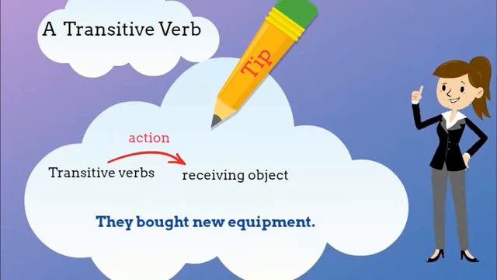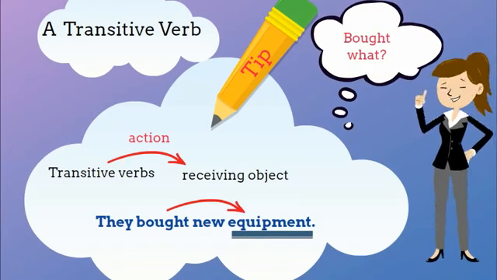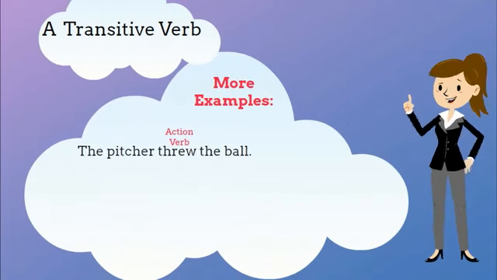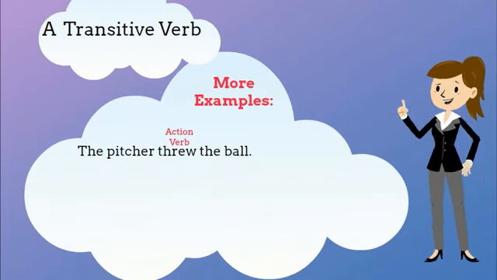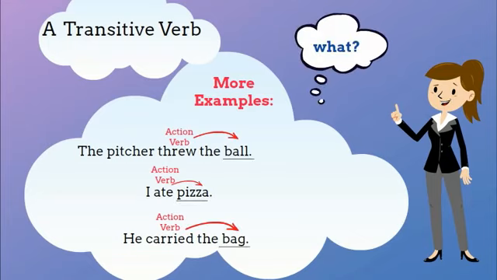For example, they bought new equipment. Bought what? The answer is equipment. Here's some more examples of transitive verbs. The pitcher threw the ball. Or, I ate pizza. He carried the bag. Each of these verbs has an object that follows, answering the question, what?